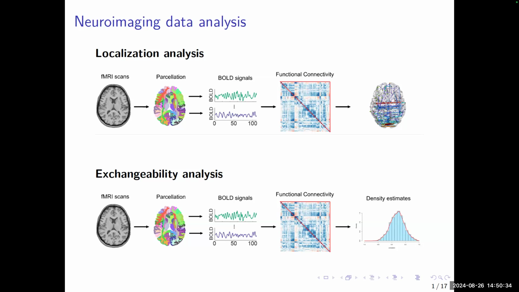So we collect fMRI scans, and then one step is to register those individual brains into a standard space, and then do parcellation, extract the signals, and then calculate the brain functional connectivity matrices, and then we can do either pairwise analysis or some network level analysis.